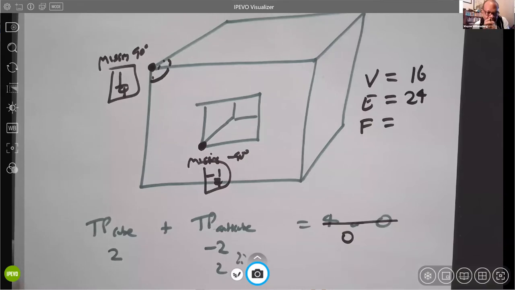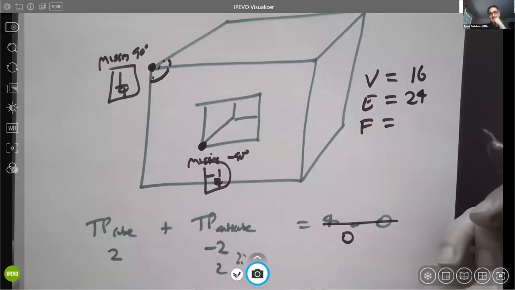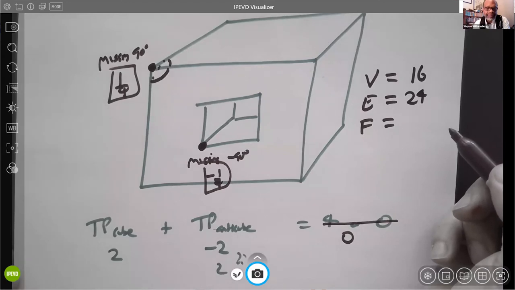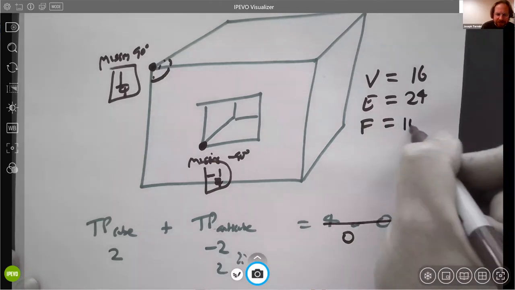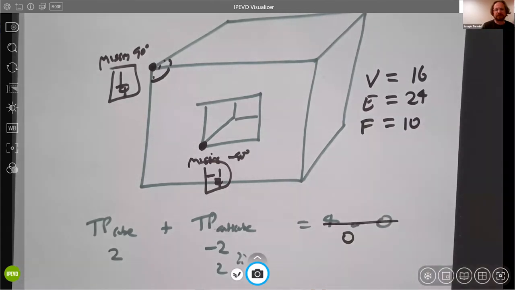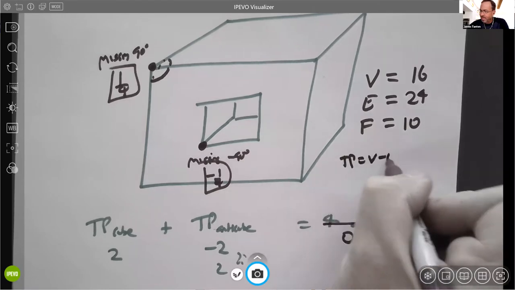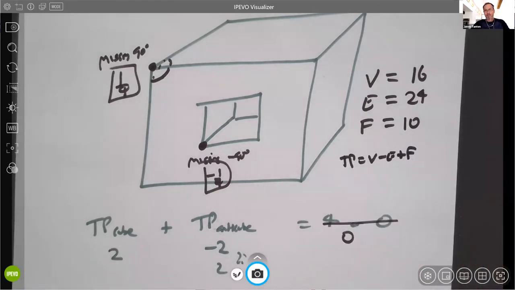12? No. 6. 10? 10. 6, 7, 8. Yeah, should I take the average of 12 and 10? Should we just say 11? Okay, is it 10? Is it actually 10? It's 10 because of the cut pieces at the edges. Okay, 10. All right, so the total pointiness of this should be V minus E plus F. Negative 2. V minus E plus F. I can't do arithmetic. 26 take away 24? 2. 2? Hang on, I thought it was 0.